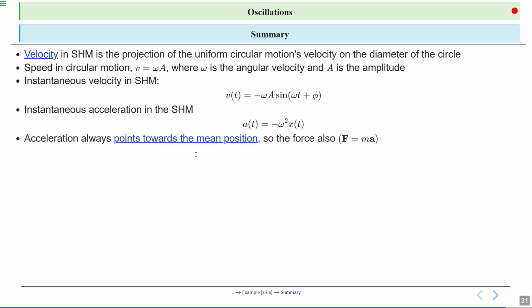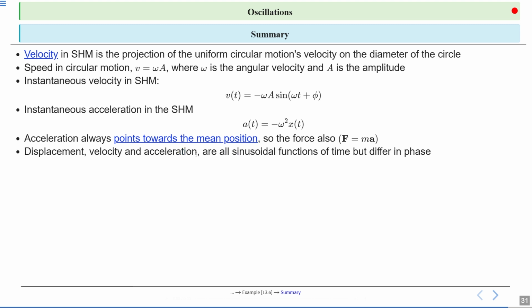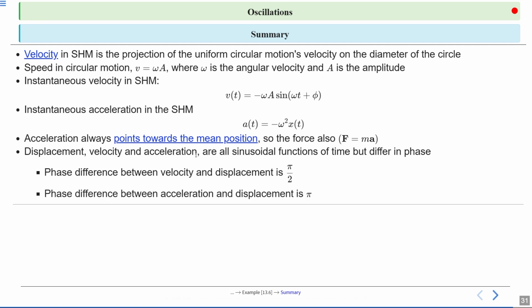Acceleration always points towards the mean position. So force also, F is equal to ma. Displacement, velocity and acceleration are all sinusoidal functions of time but differ in phase. Phase difference between velocity and displacement is pi by 2. Phase difference between acceleration and displacement is pi.